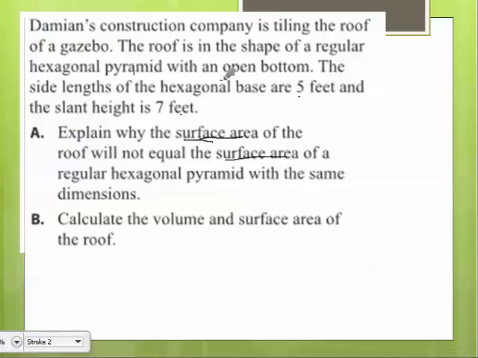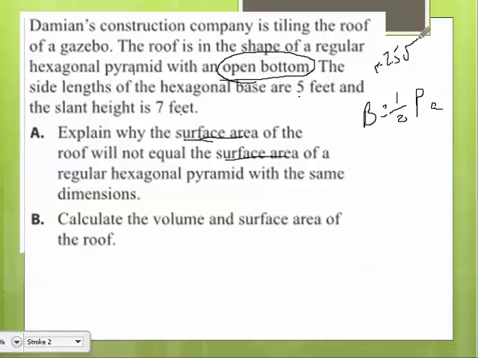And it's one word here. Open bottom. Right there, that open. We don't have a base on it, do we? We just have the lateral surface area on this particular roof. No base on it. Okay? So they want me to calculate the volume and the surface area. First of all, area of the base. The area of the base is 1/2 P times the apothem. Oh my. It's a hexagon and it's got a length of 5. That means my apothem is going to be 2.5.